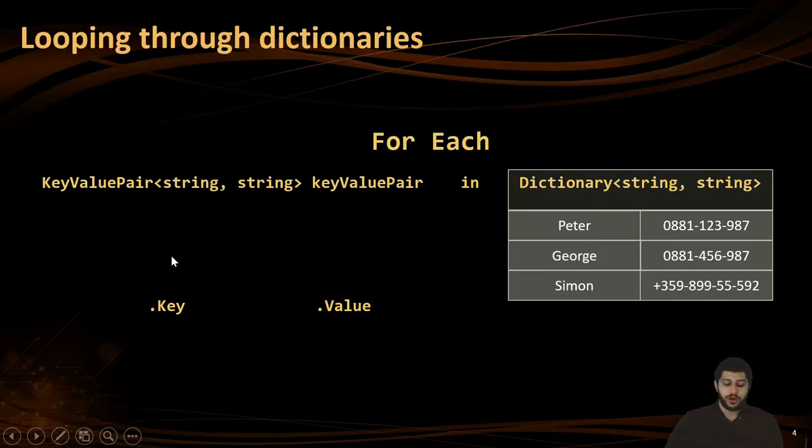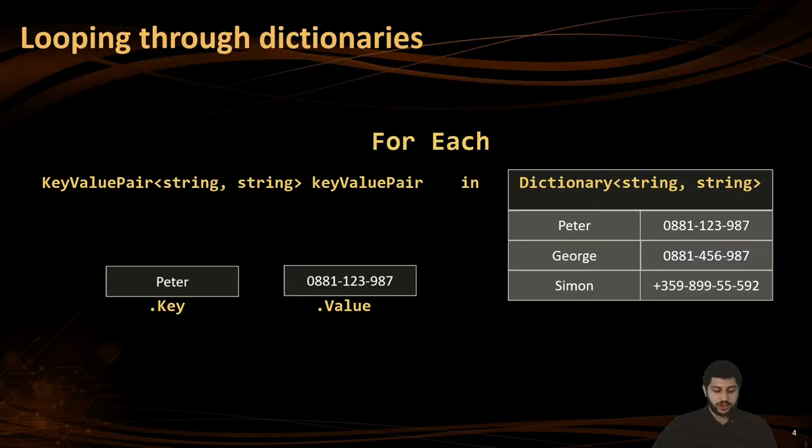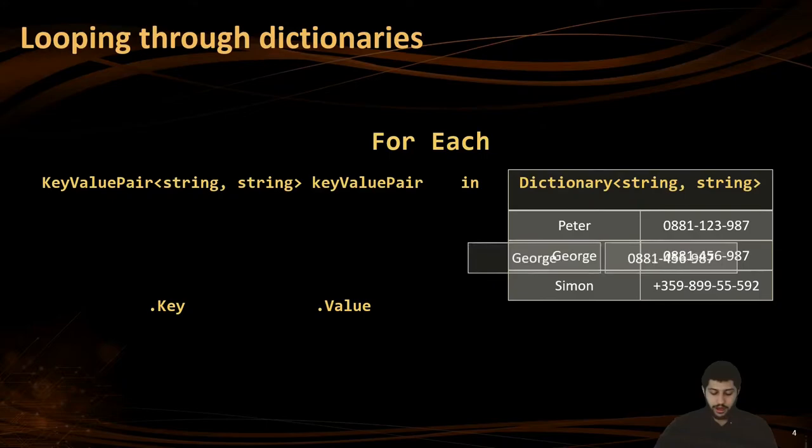First of all, we get the first entry. Okay? So if we say for each key value pair of string and string, keep in mind the key value pair always has to be the same as the one we specified. For each key value pair in the dictionary, take the entry. Okay? So we have the dot key and we have the dot value.